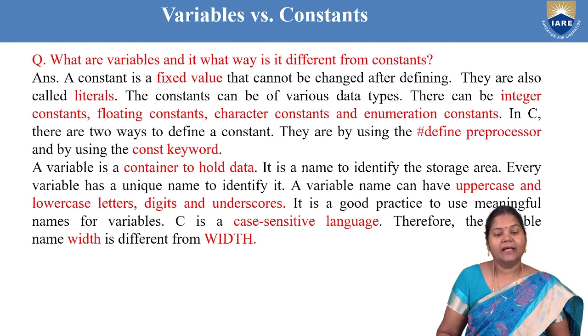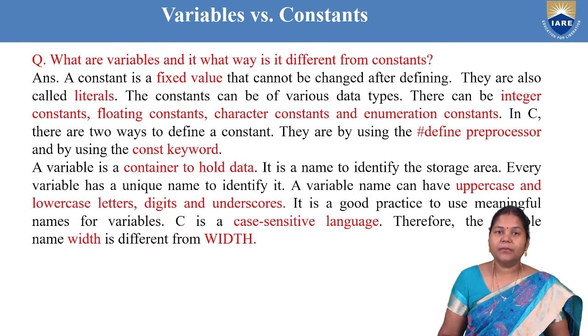Next question is related to variables versus constants. What do you mean by a variable and how is it different from constants? Now, what do you mean by constant? A constant is nothing but a fixed value which cannot be altered after its definition. Now, they are also called literals. Constants are also literals.